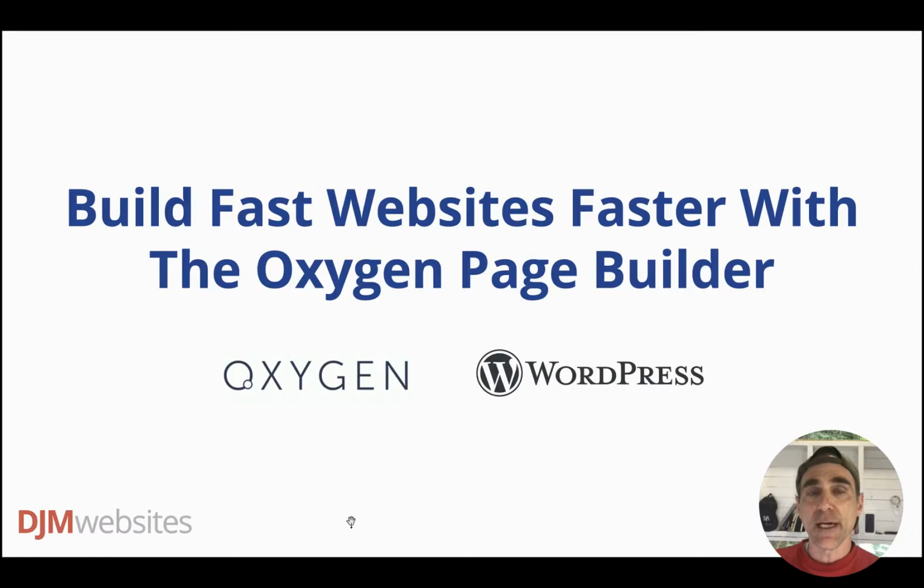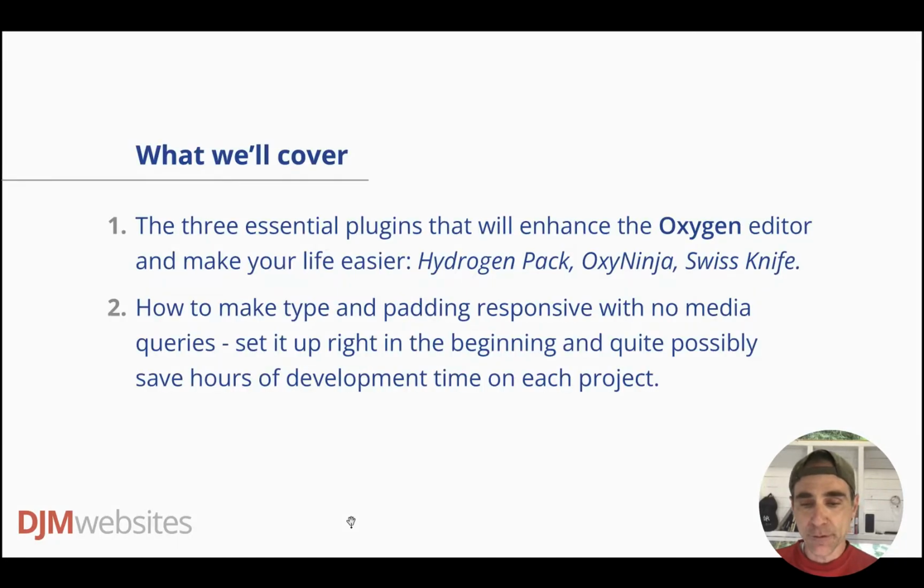We all know by now that Oxygen has a reputation for building fast websites. So what I'm going to show you today is how to make fast websites faster with the Oxygen Page Builder. And the way we're going to be doing that is there's three essential plugins that I use on every single site that I build with Oxygen. Hydrogen Pack, Oxy Ninja, and Swiss Knife.